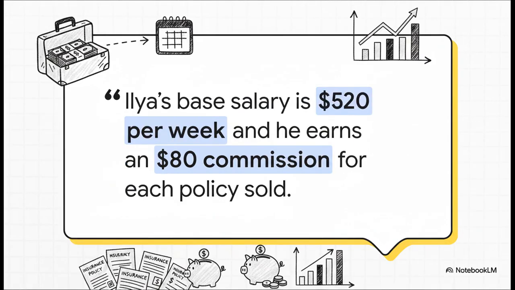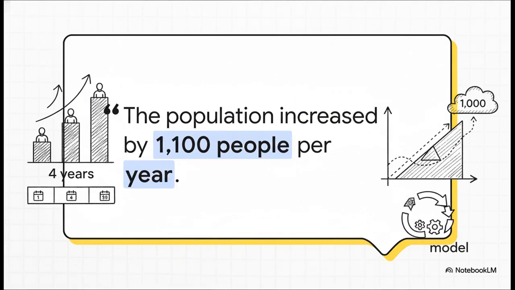Or what about a salesperson's paycheck? Their starting value, b, is their weekly base salary, $520. The rate of change, m, is the commission, an extra $80 for every single policy they sell. Their total paycheck follows that same simple blueprint. And you can even apply this to huge things, like the population of a city, as long as the growth is steady. Here, the starting population back in 2008 is b, and that rate of change, our slope, m, is a steady increase of 1,100 people every year. It's the same pattern, just on a much bigger scale.